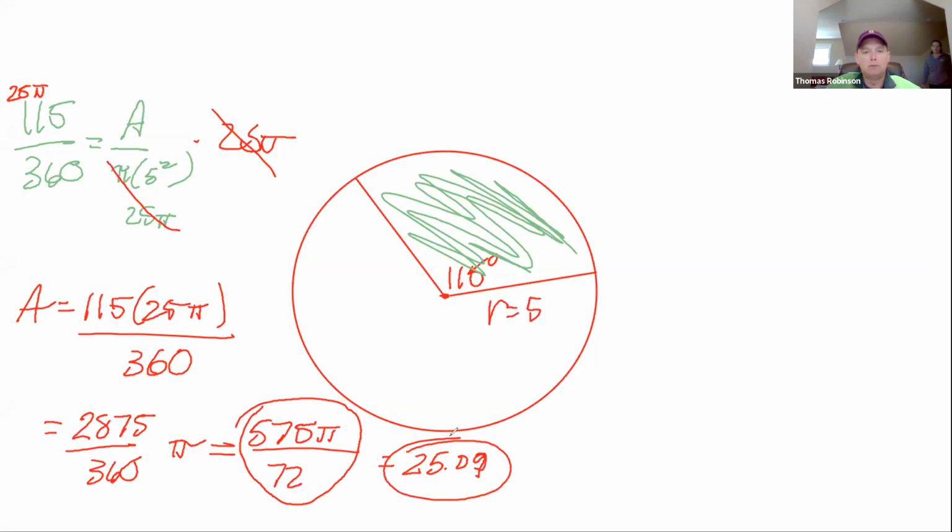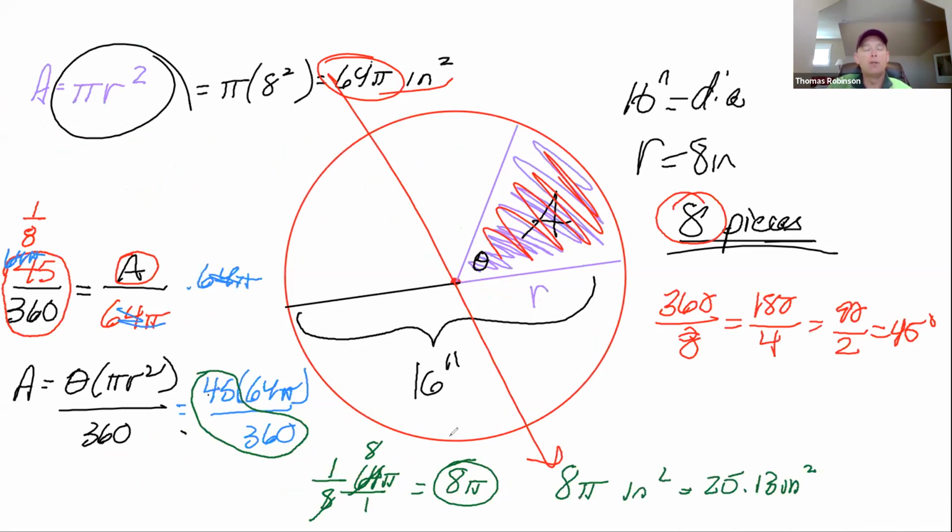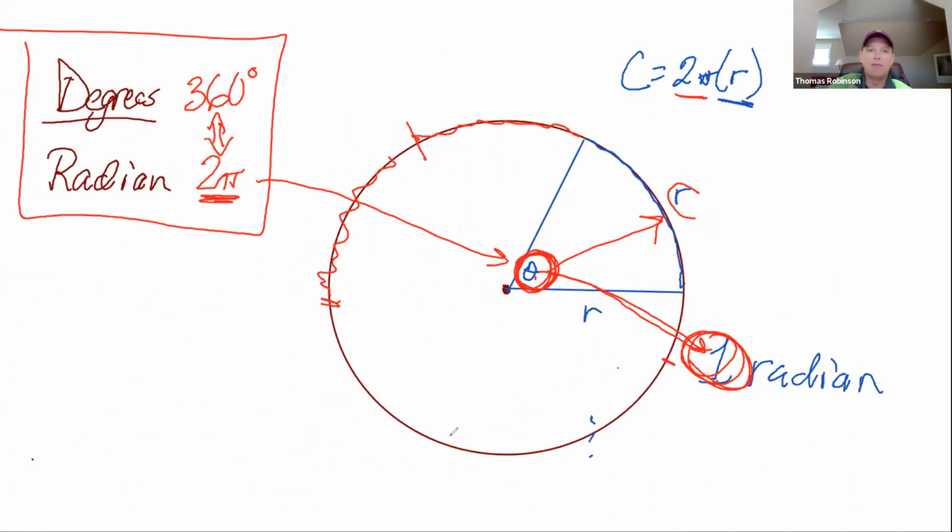That seems awfully low, but that's it, 25.09. So what have we done? We found the length of an arc as a portion of an entire circumference. We've found the area of a sector as a portion of an entire area of a circle. And we discovered this thing called a radian, which is a new way for us to describe angles just using a different measurement tool, 2 pi radians in one circle.